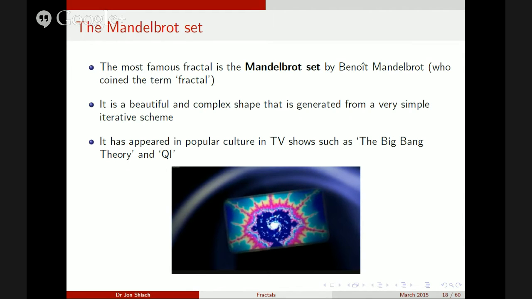Okay, right. To finish off this lecture, I'm going to look at what I think is the daddy of all fractals. It's the most common, most popular one, and you've probably seen it quite a few times before. It's called the Mandelbrot set, named after Benoit Mandelbrot, who coined the term fractal.